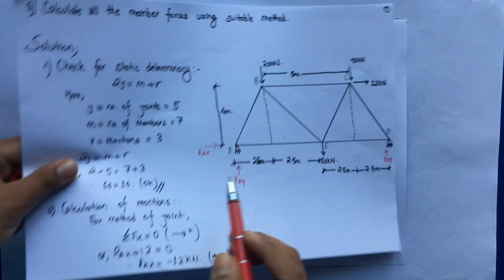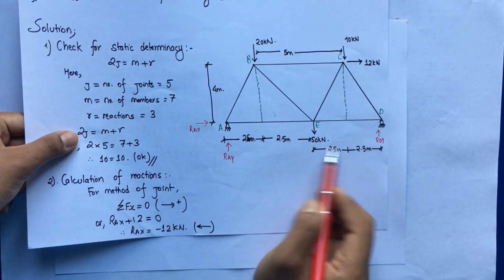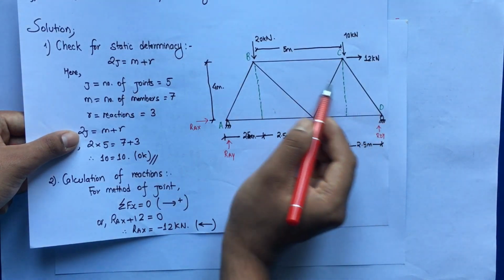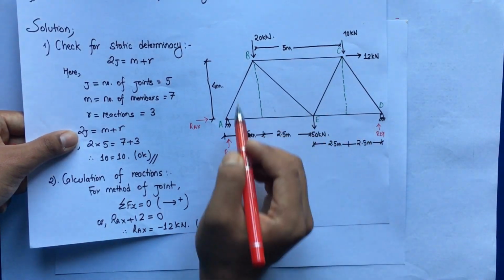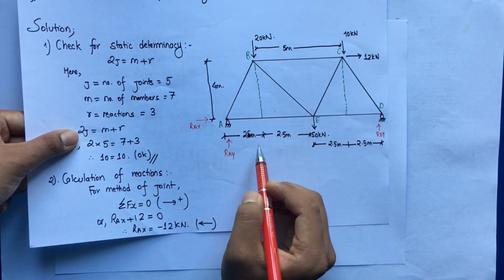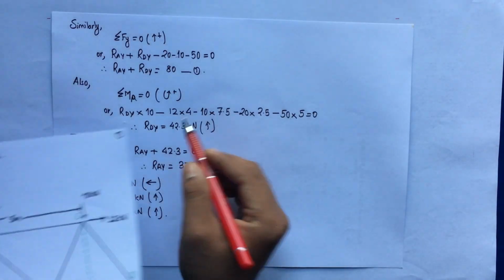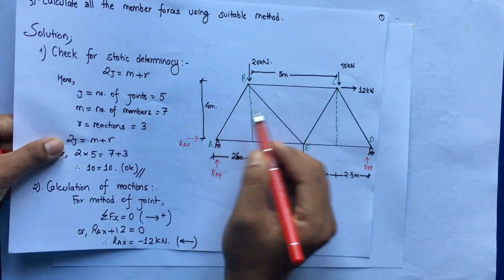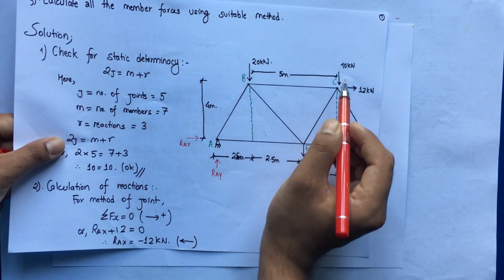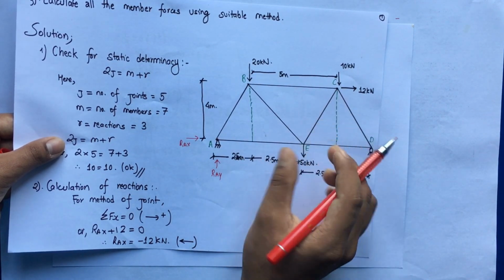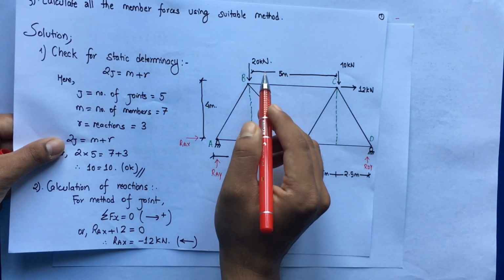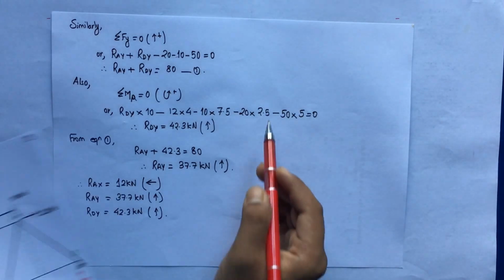So RDY into 10, so 2.5, 2.5, 2.5, 2.5. So this is the distance, that is RDY into 10, anti-clockwise. Similarly 20 into, okay, 12 into 4. So the vertical distance or the vertical height is 4 meter. 12 into 4 clockwise, that means negative. 10 into, so 2.5, 2.5, 2.5. So this is 7.5 minus 20 into 2.5.